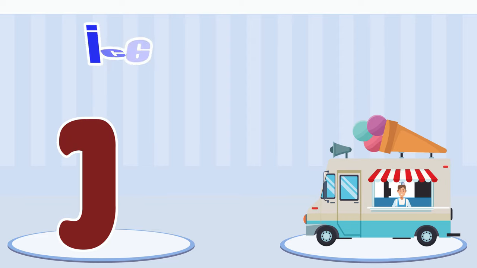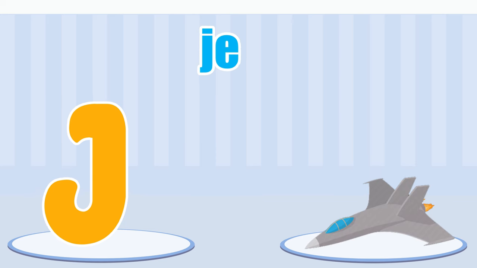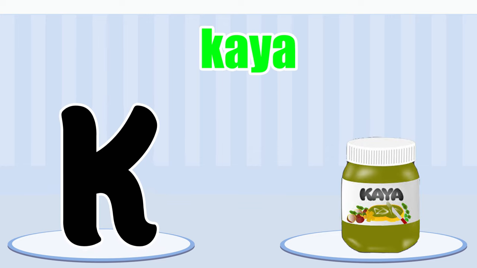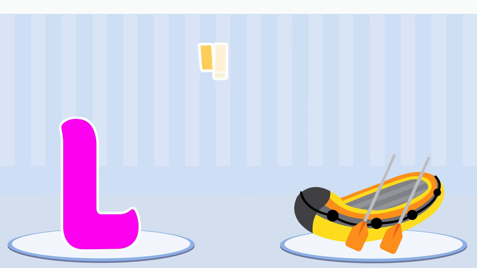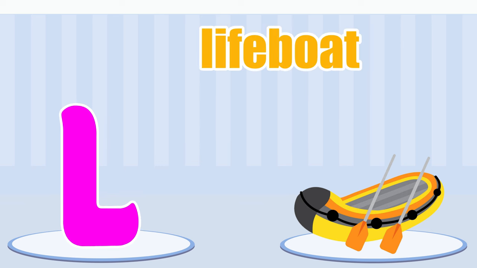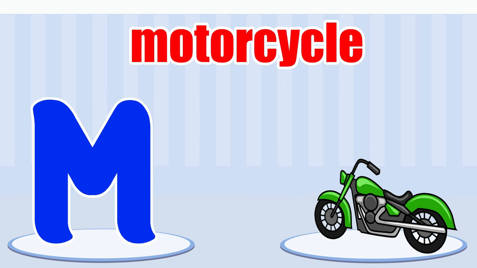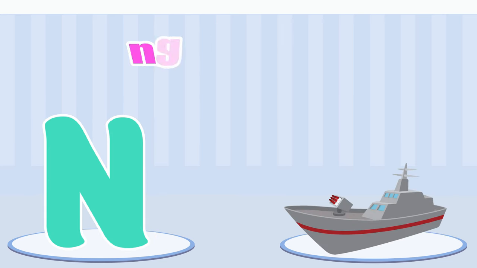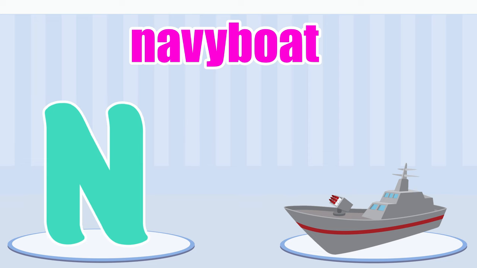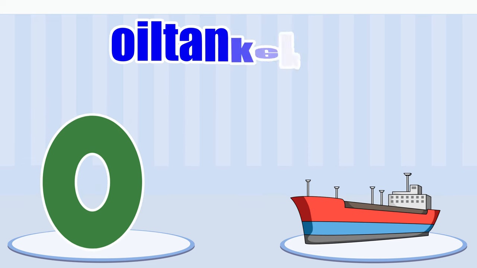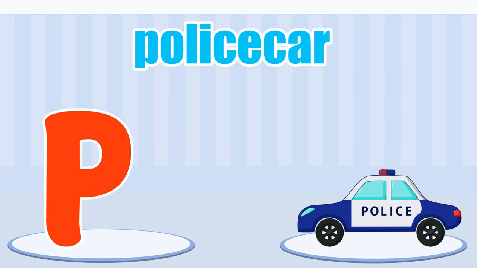I is for ice cream truck, ice cream truck. J is for jet, jet. K is for kayak, kayak. L is for lifeboat, lifeboat. M is for motorcycle, motorcycle. N is for navy boat, navy boat. O is for oil tanker ship, oil tanker ship. P is for police car, police car.